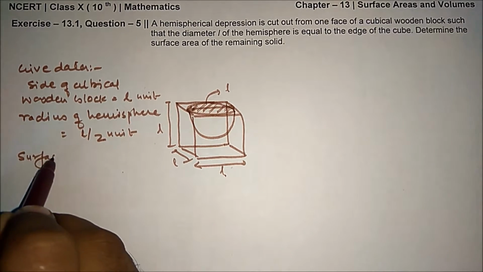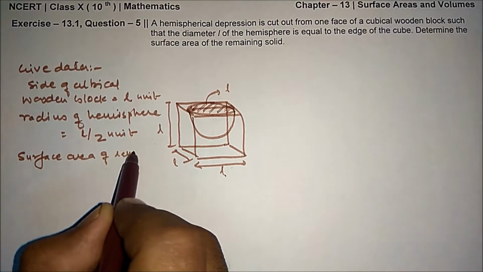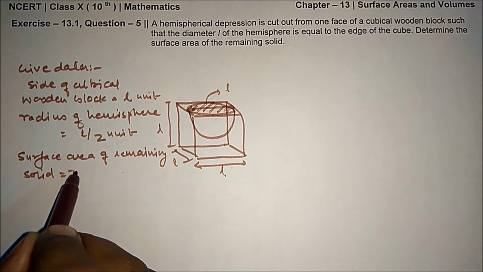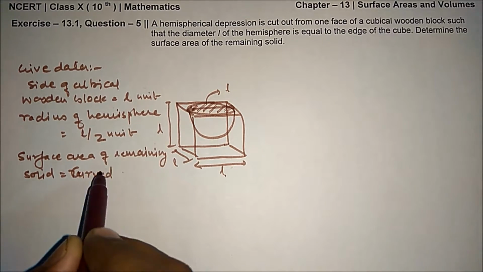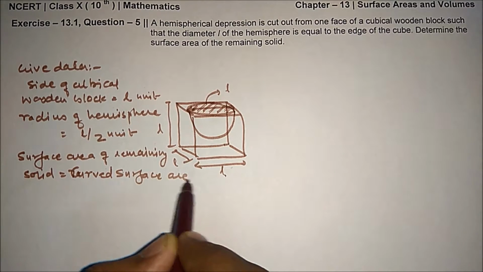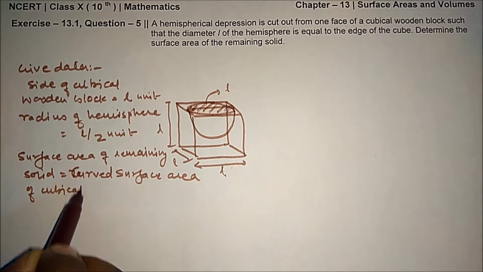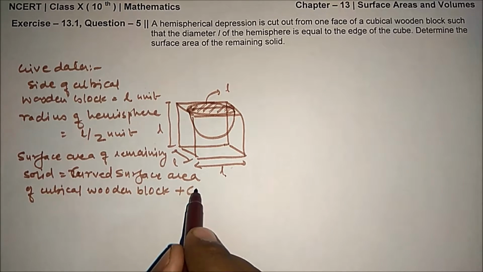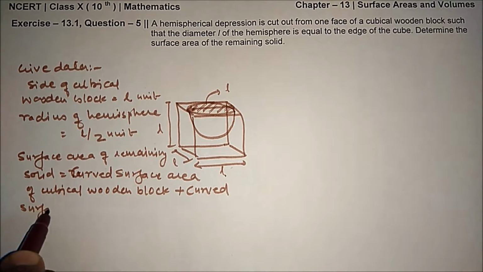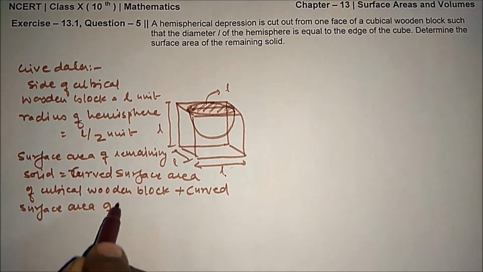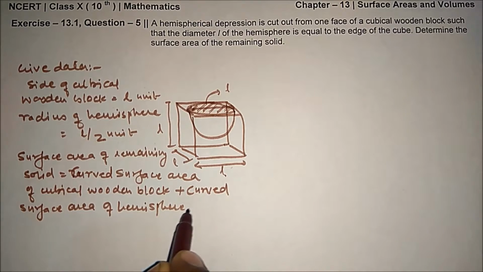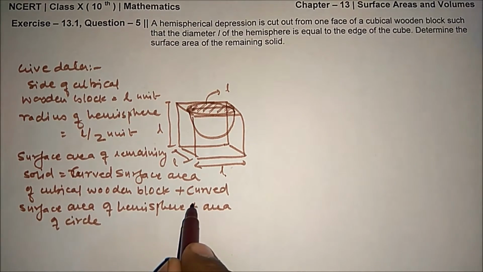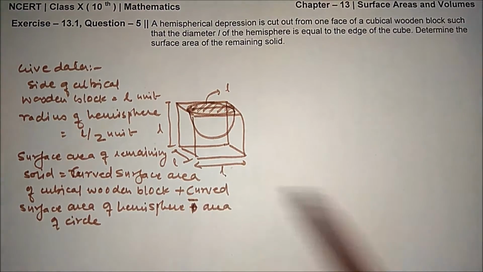So the surface area of the remaining solid is equal to the total surface area, or we can write it as the curved surface area, of the cubical wooden block plus the curved surface area of the hemisphere plus area of circle, okay? Sorry, minus area of circle. This should be removed, okay? As this is removed, it should be subtracted, okay?